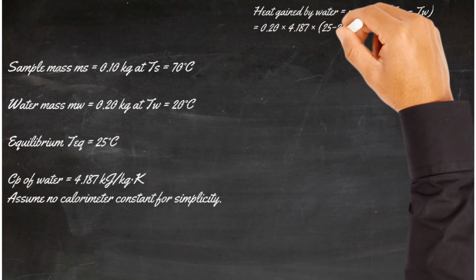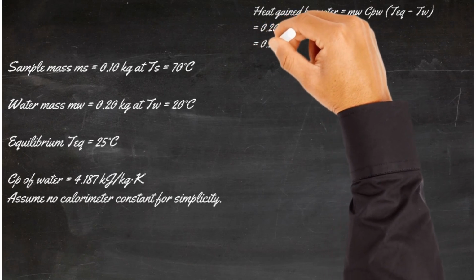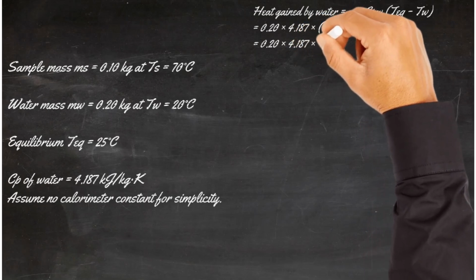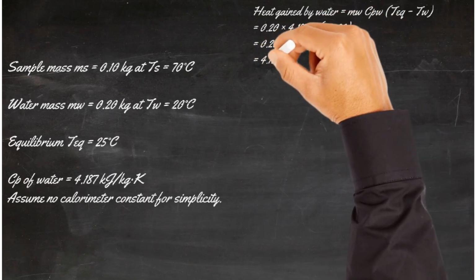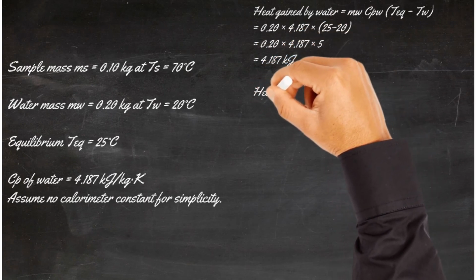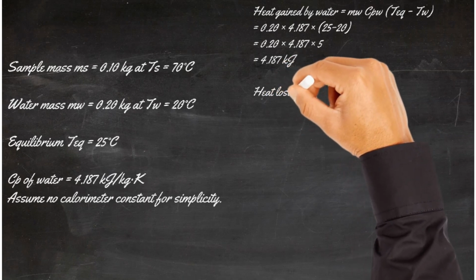Now multiply step by step. First multiply 4.187 by 5. That gives 20.935. Now multiply that by 2/10. 2/10 of 20.935 is 4.187. So the water gained 4.187 kilojoules of heat.